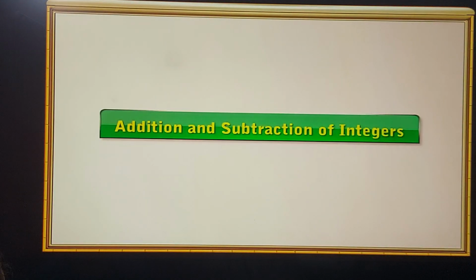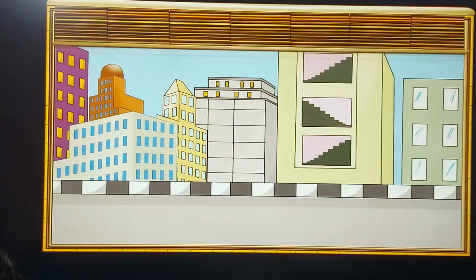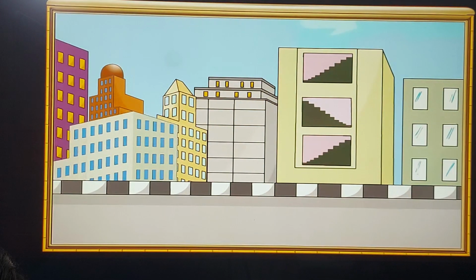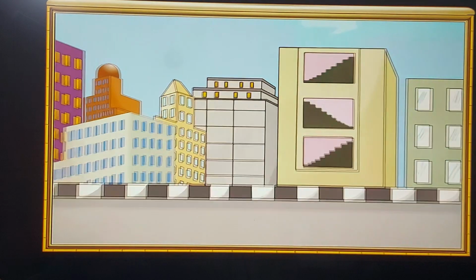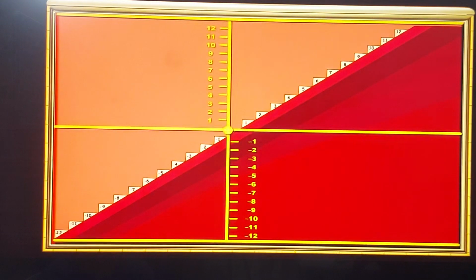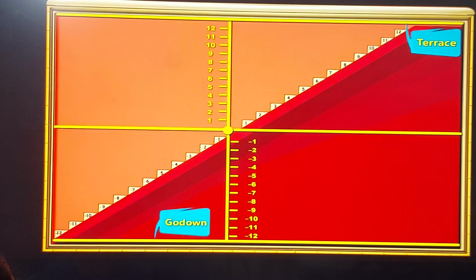In this module, we will discuss addition and subtraction of integers. In a house, there are stairs for going up to the terrace and there are stairs for coming down to the basement. Let us consider the number of stairs going up to the terrace as positive integers, the number of stairs coming down to the basement as negative integers, and the number representing ground level as 0.